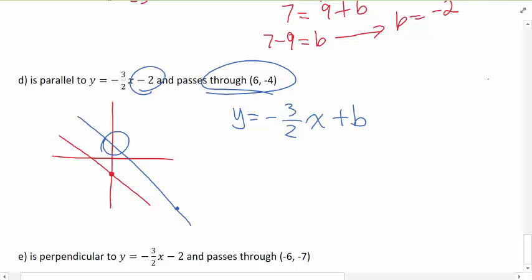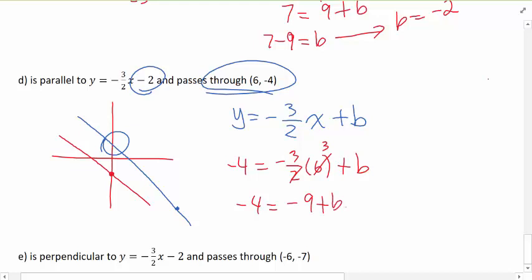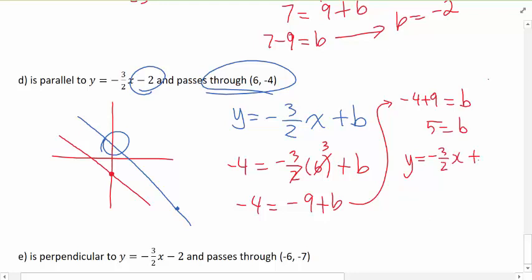All you need to do to find b is plug in your point. So negative 4 is equal to negative 3 over 2 times 6. So 6 over 2 is what? 3. Negative 4 is equal to negative 9 plus b. Move the negative 9 over to the other side, so you get negative 4 plus 9 equals b. 5 is equal to b. So y is equal to negative 3 over 2 x plus 5.